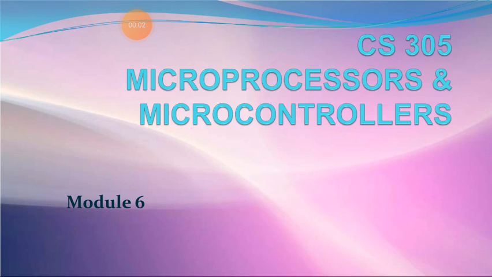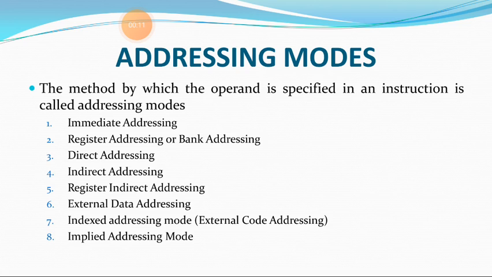Today we are going to discuss module 6, 8051 addressing modes. Addressing modes: the method by which the operand is specified in an instruction is called addressing mode. There are different types of addressing modes: immediate addressing, register addressing, direct addressing, indirect addressing, register indirect addressing, external data addressing, indexed addressing mode, and implied addressing mode. These are the main addressing modes of 8051.